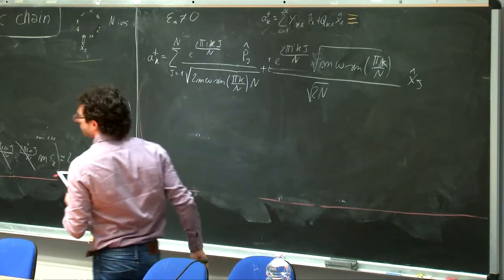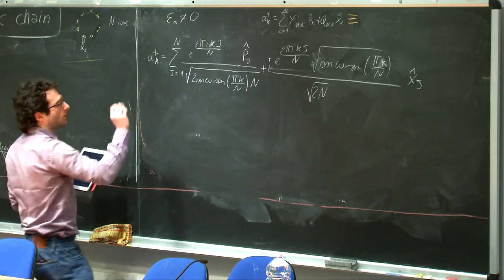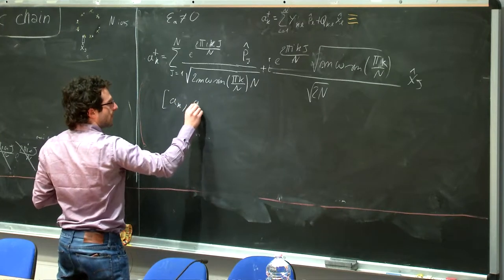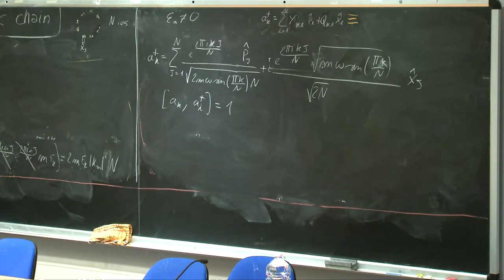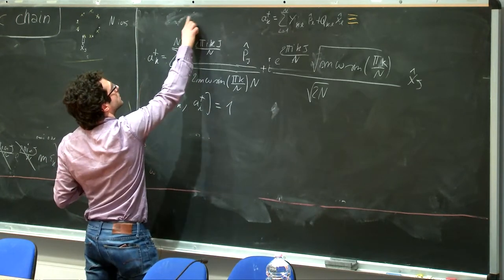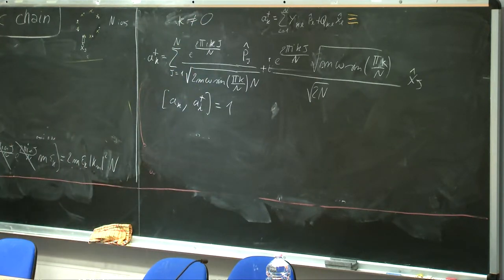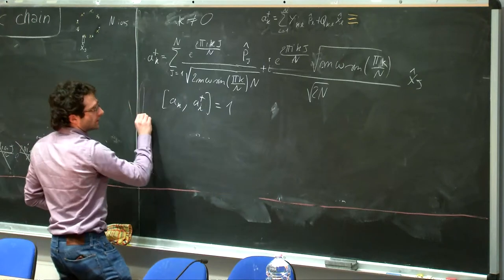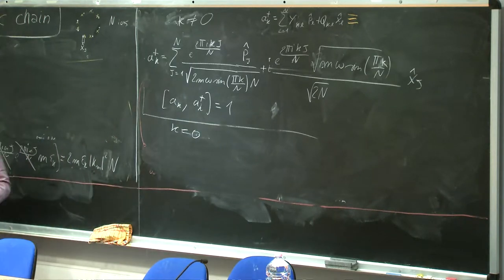Okay, I think this is our final result for the a dot k, and we impose that a dot k is equal to 1, as in the single harmonic oscillator. And we have k different from 0. When we have k equal to 0, so this is k different from 0, let's now think a bit about the case k equal to 0. For k equal to 0, everything was fine, but the normalization. Okay?